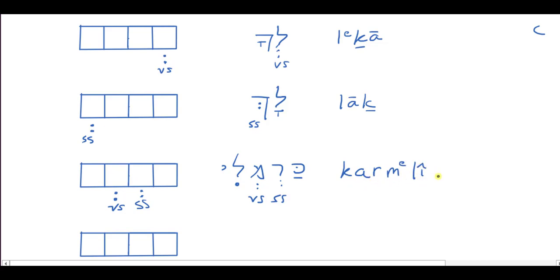Okay, caramely. There's two shavas in our Hebrew, but since the first one's silent, there is no representation of it in my transliteration. I only transliterate the vocal shava as a small superscripted E.